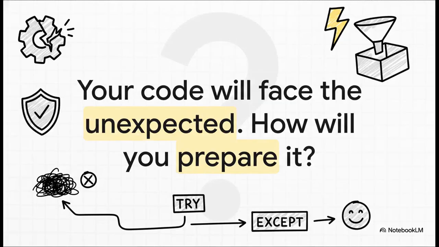Simple as that. So think about where we started. We went from a program that would just crash at the slightest problem to one that can gracefully handle all sorts of unexpected issues. The big takeaway here is that errors aren't just things to be afraid of. They're events that we can and should manage. So the next time you're writing code, just ask yourself this. You know the unexpected is going to happen. How are you going to prepare your code for it?